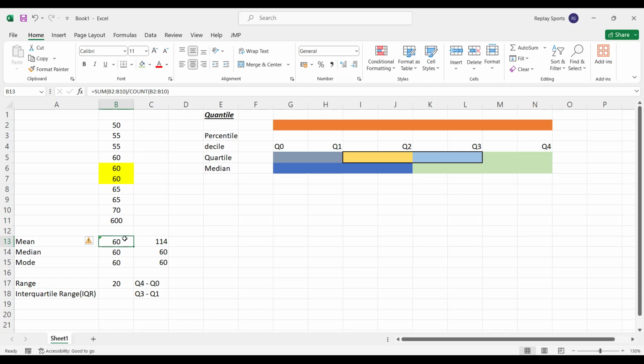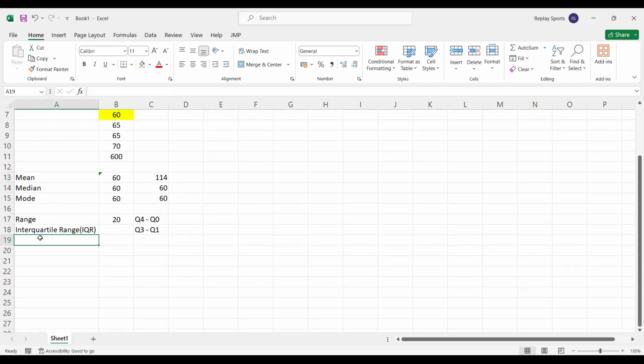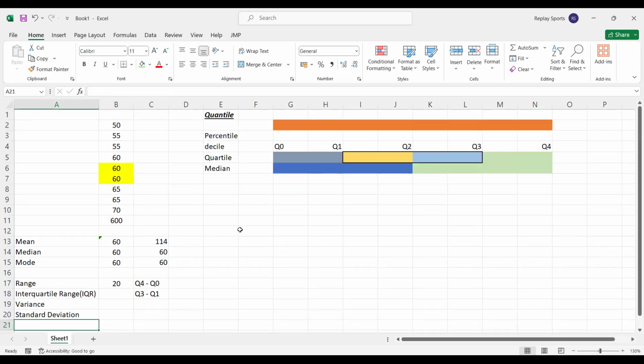Okay. So you have IQR. Then you have variance and standard deviation. We will do this and we will stop for today. Variance and standard deviation. Then what is variance and what is standard deviation? It's a kind of difference. Yes. And we will see what kind of difference it is.